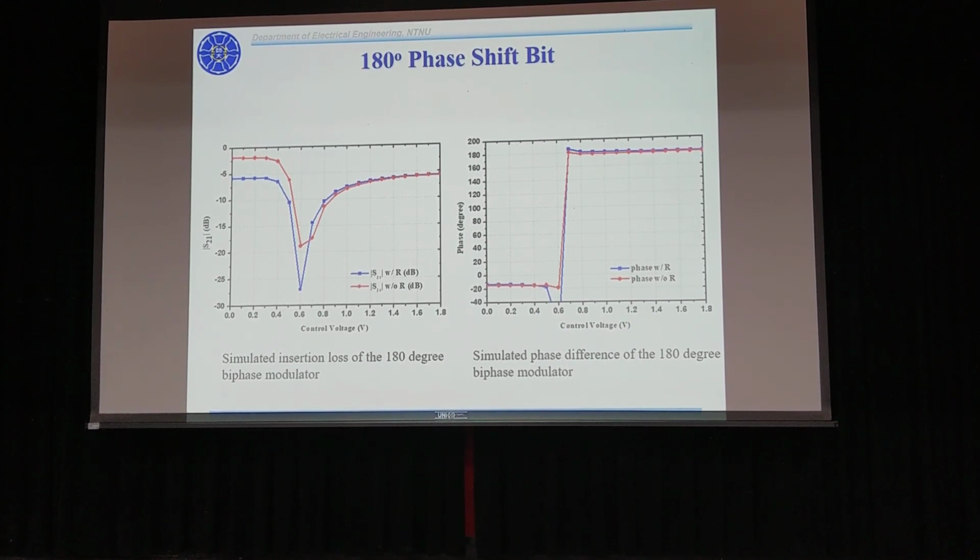And the right figure is the simulated phase difference of the 180 degree. So the result is that adding a shunt resistor at the drain of the transistor can decrease the amplitude difference between reference states and phase shift states.